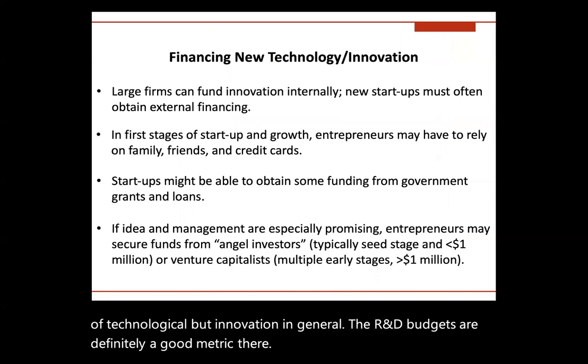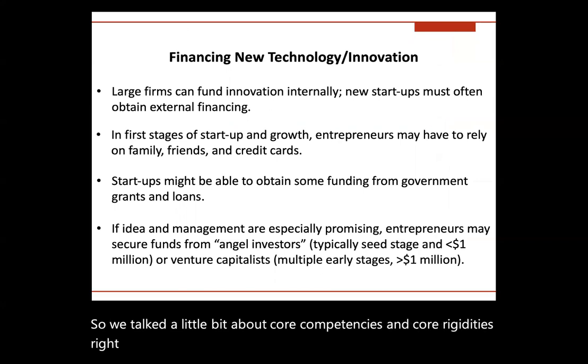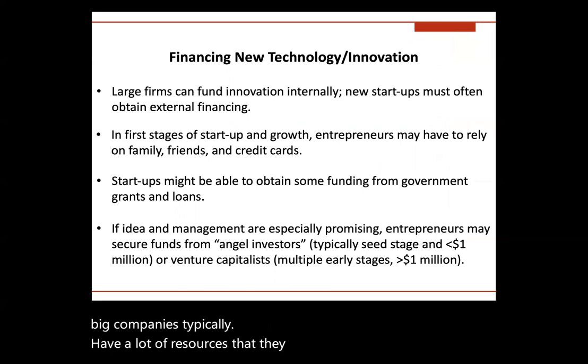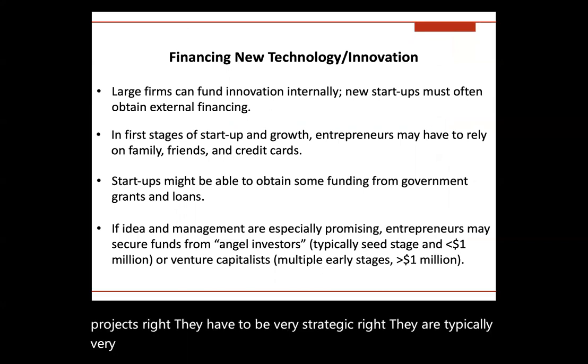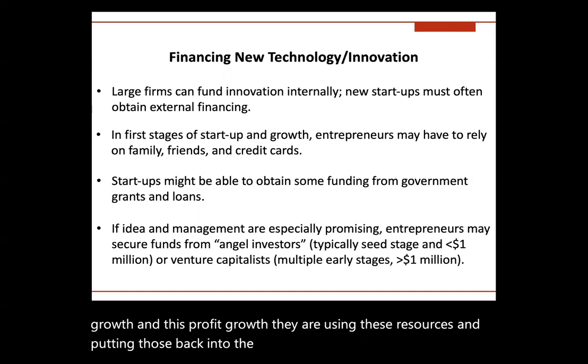So we talked a little bit about core competencies and core rigidities, right? And some of the things that we encounter is that big companies typically have a lot of resources that they can spend on R&D or innovation projects, right? They have to be very strategic. They are typically very formalized, but the idea is because they have this revenue growth and this profit growth, they're using these resources and putting those back into the company to drive future innovation projects.